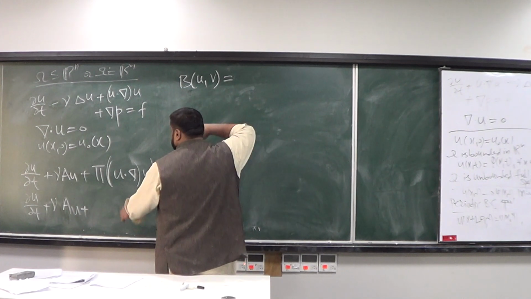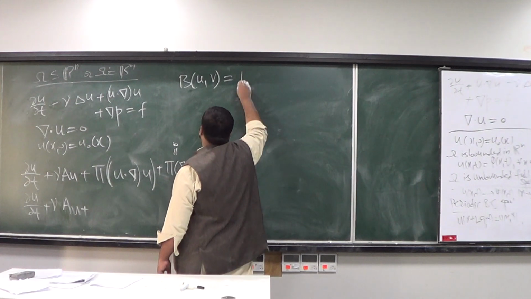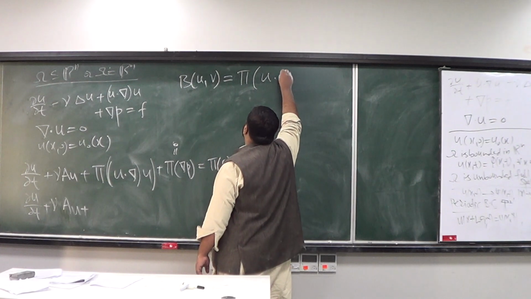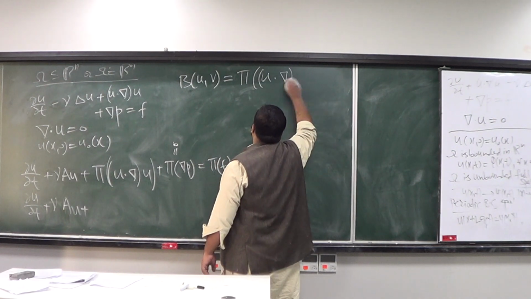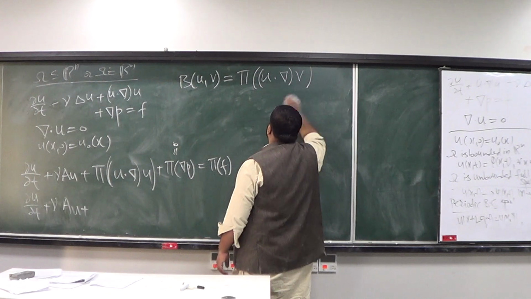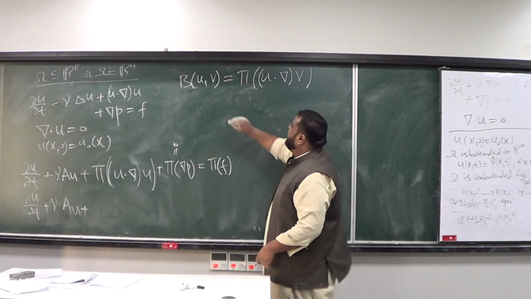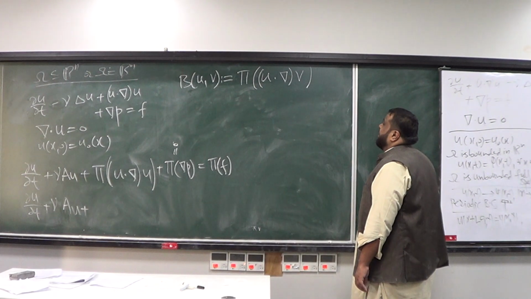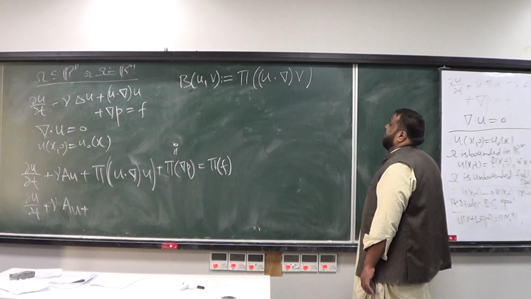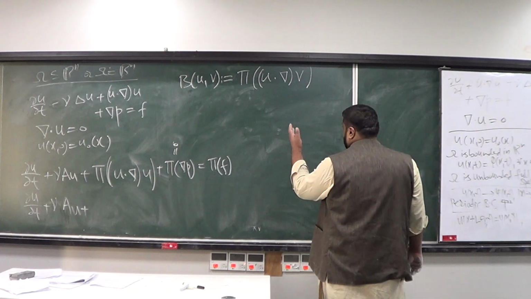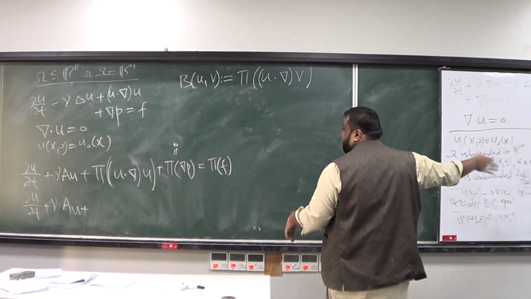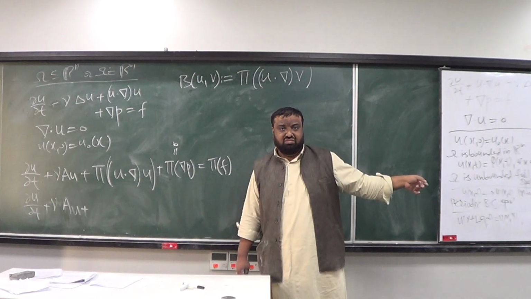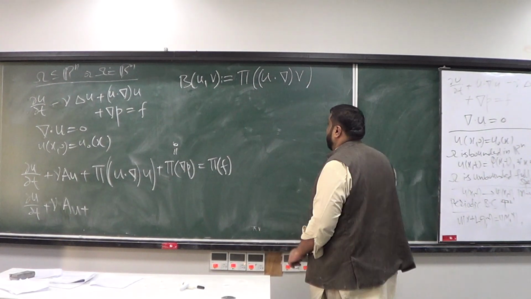So let me denote an expression B(u,v) that goes like pi of u dot gradient operated onto v. Let me define my B(u,v) as the projection of u dot gradient onto v. This B(u,v) is basically one of the manifestations of the B that we defined previously. It's just one manifestation of it.